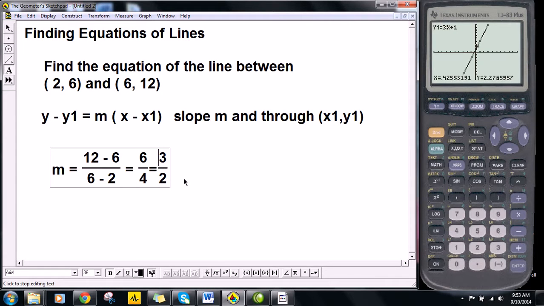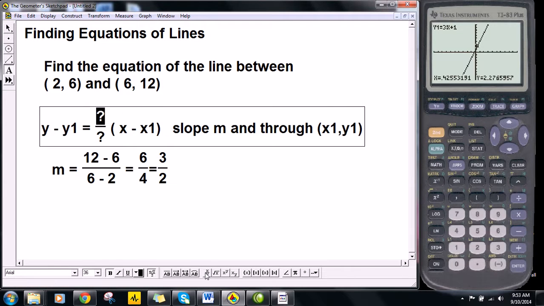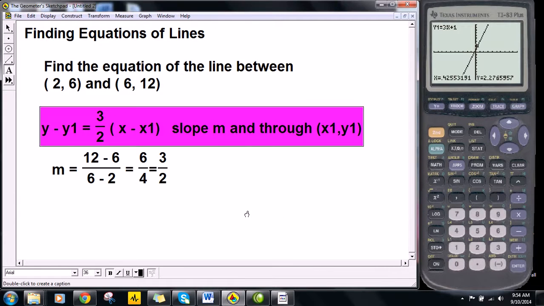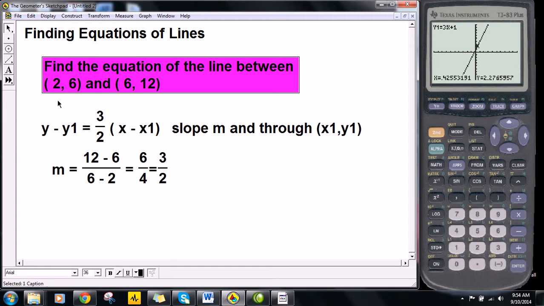It's all proportional. It's all the same ratio. So what I can do now, if I'm going to use this point-slope formula, is take that m, and I now know the slope of the line I'm looking for. It's 3/2. So I just plug it right in there for m. Now I also know two points through which this line travels, so I just pick one of them. I'll pick 2, 6. Doesn't matter which one, the line goes through both.